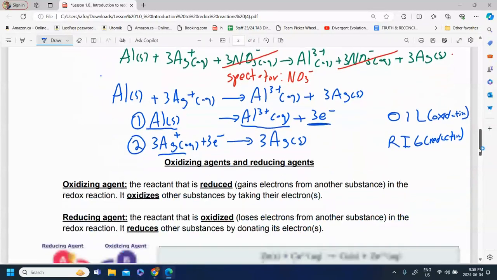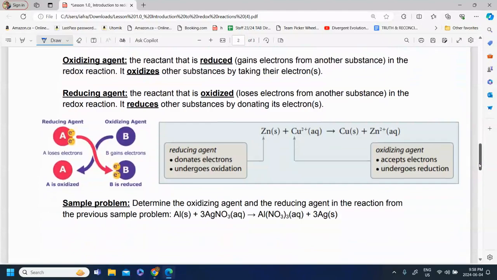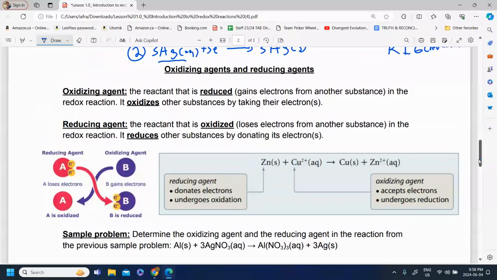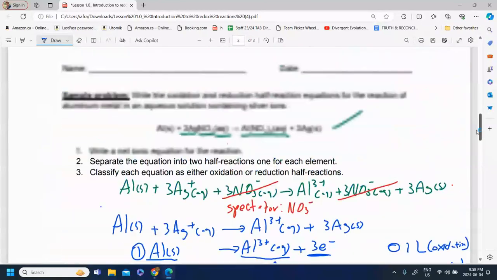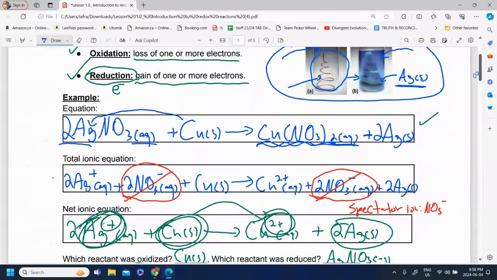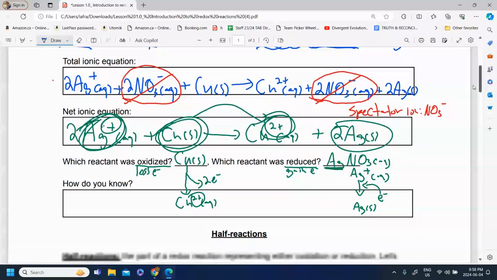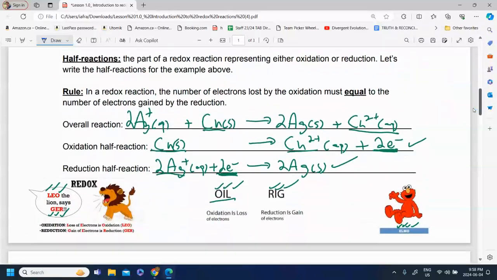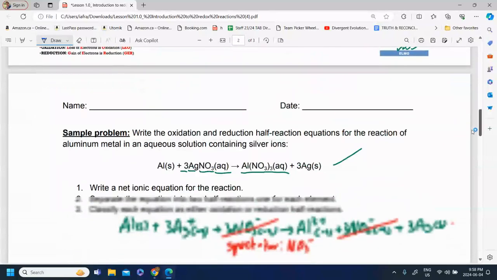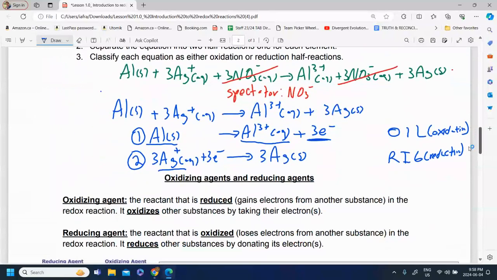In the next video, we're going to take a look at terms called oxidizing agents and reducing agents. But for now, understand the concept of what it means to be oxidized, what it means to be reduced, how to create half reactions, and how to identify which reaction is the oxidation half reaction and which one is the reduction half reaction.